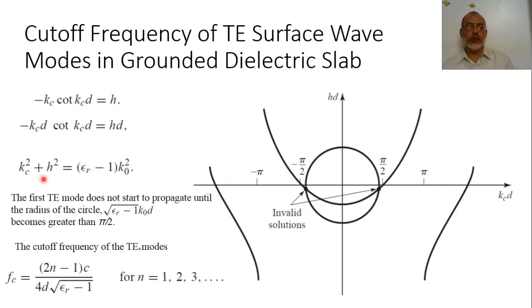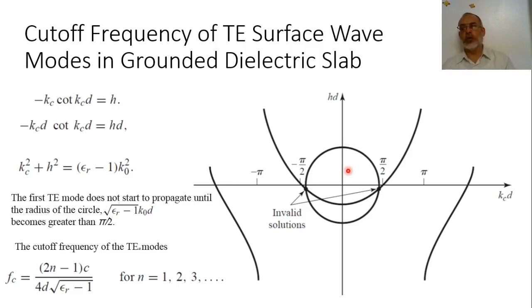Now the other function is the circle. Kc squared plus h squared equals epsilon r minus 1 k naught squared will be represented as a circle in the KcD plane, HD plane, with a radius of square root of epsilon r minus 1 times k naught d. As we said in the case of the transverse magnetic mode, the intersection between this circle and this function corresponds to the roots of the value of Kc and h.